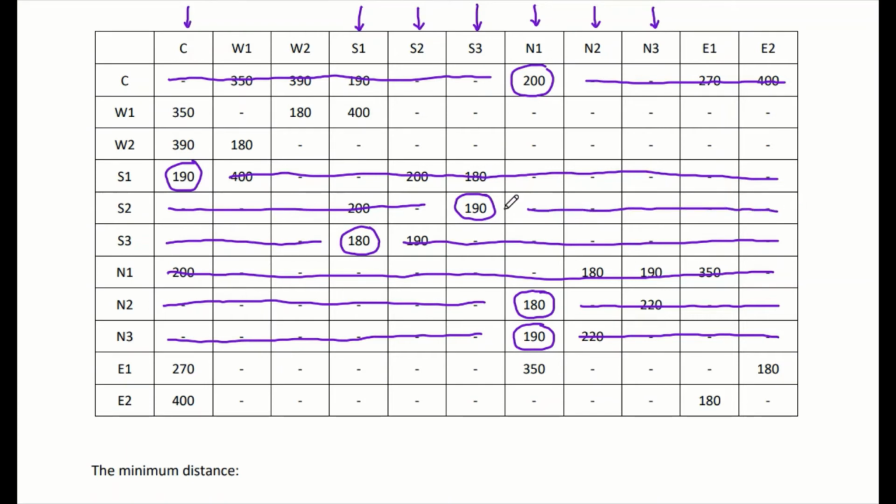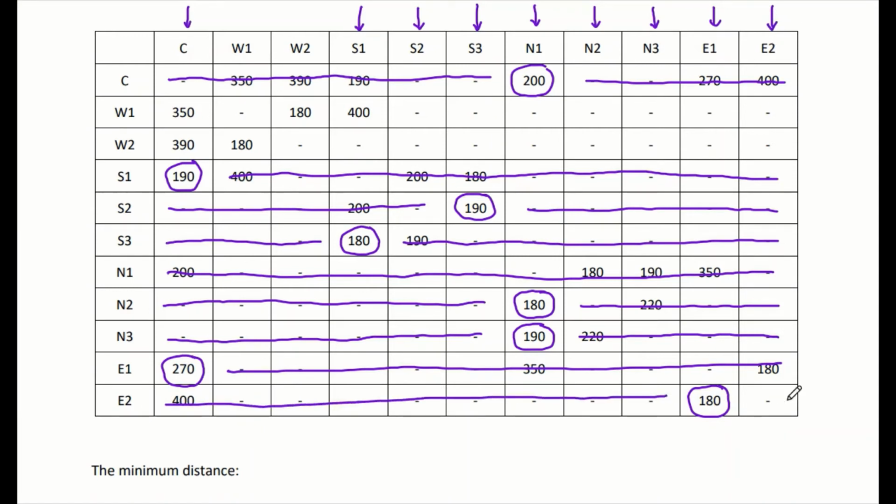All right, so now continue. C, S1, S2, S3, N1, N2, N3. We have 350, 400, 350, and the minimum is here, 270, which goes to E1. So E1 is now connected, and we don't want to go back to E1. Now you have one more column, which is E1 here, and the smallest here is definitely going to be here. 180 goes to E2. So we pick E2, and after that, no more connection to E2.